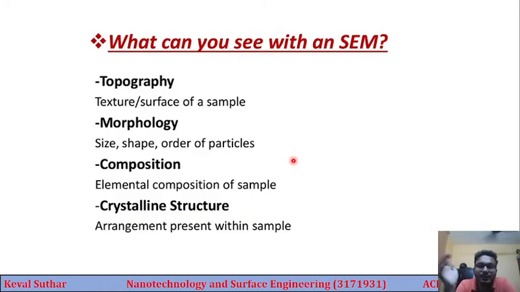Now, what exactly can we achieve using this kind of scanning electron microscopy? First is we can obtain the topography, that is texture or surface of the sample. Then we can get morphology, that is size, shape, order of particles. Third one is composition, that is elemental composition of the sample. And the last one is crystalline structure, that is the arrangement present within the sample. So these are the things we can obtain using scanning electron microscopy.